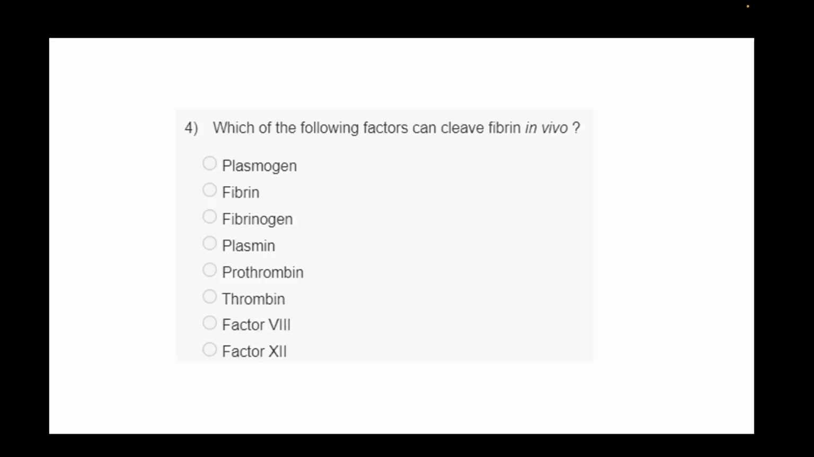Plasminogen is the inactive precursor, and while thrombin, prothrombin, and other coagulant factors are important for forming the fibrin from fibrinogen, they do not break down fibrin. Fibrin and fibrinogen themselves are substrates, not enzymes. So the correct answer would be plasmin, which is the only factor that can cleave fibrin in vivo.